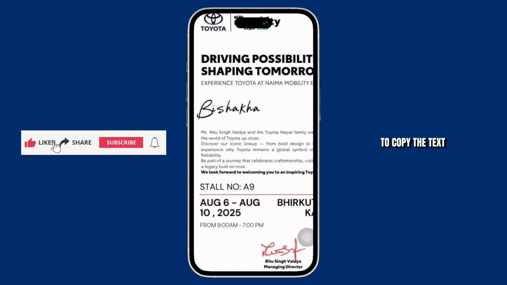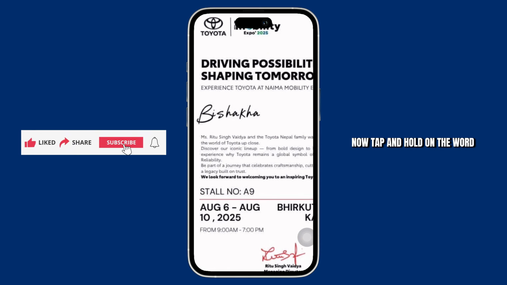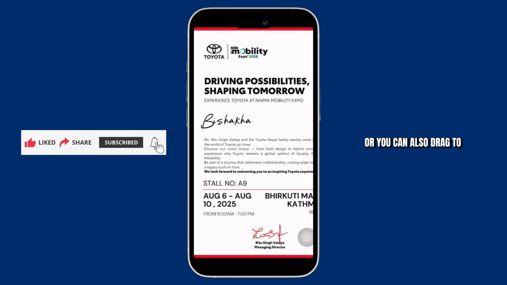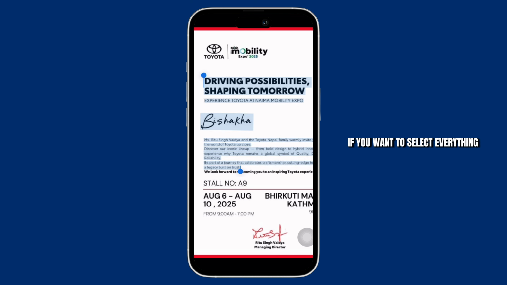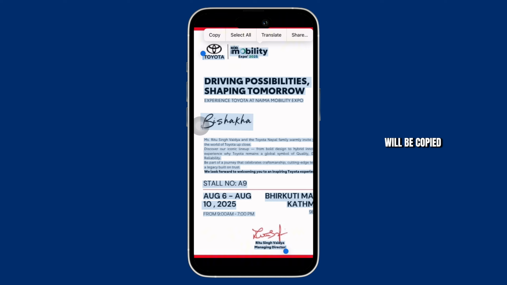to copy the text. Now, tap and hold on the word, or you can also drag to select more if needed. You will also see the Select All option in the menu if you want to select everything. Once the desired portion is selected, tap on the Copy option, and with this, the text will be copied.